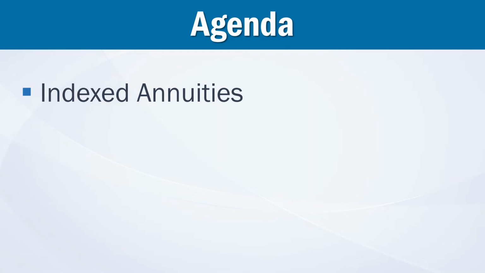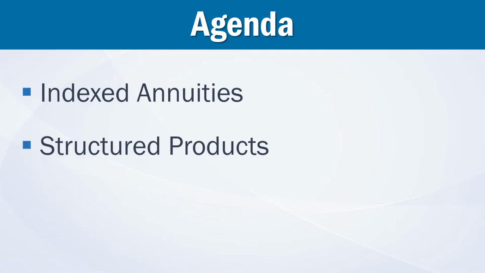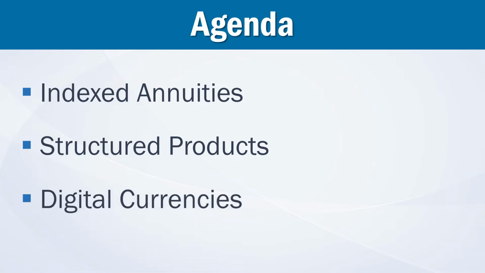Today we will be reviewing 3 of these new tools. We'll begin with indexed annuities. Then we will talk about buffered exchange-traded funds, which incorporate structured products. And finally, we'll talk about digital currencies. To start us off with the indexed annuities, here is Mr. Beverly.